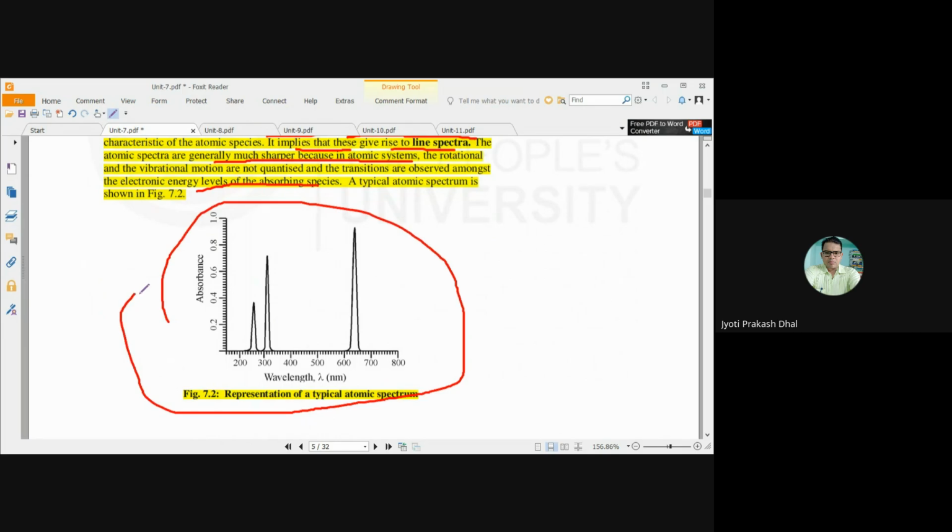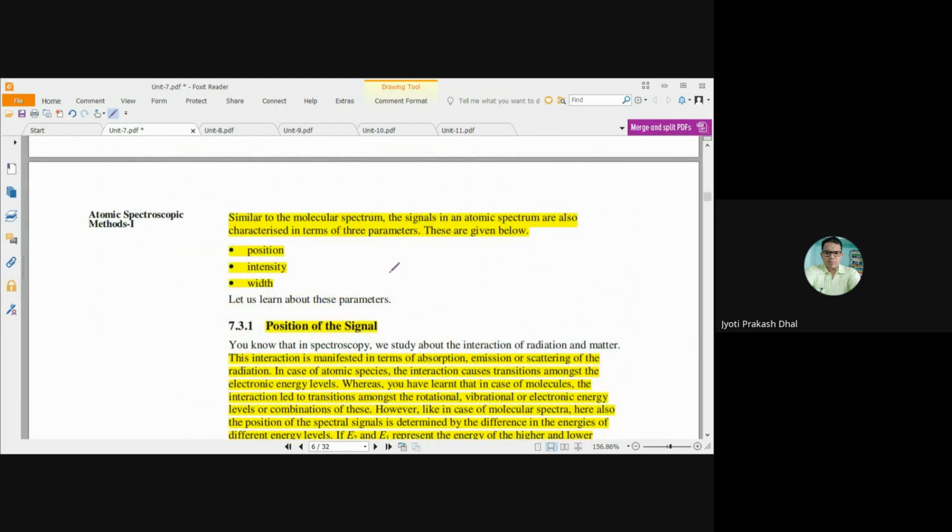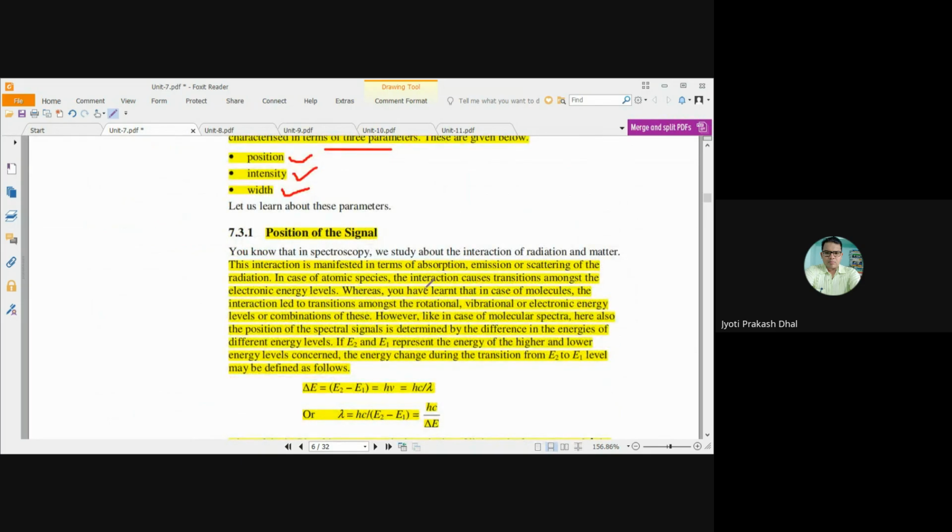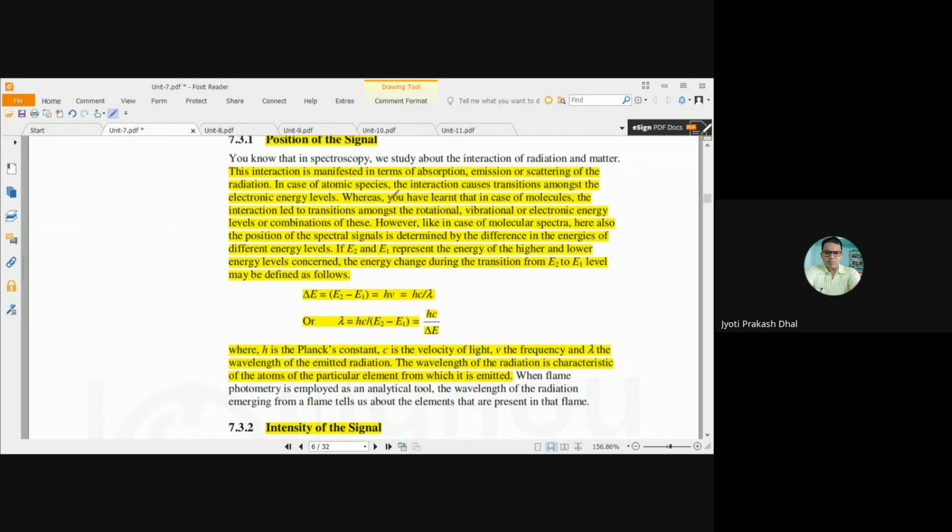In this figure you can see the atomic spectrum, which produces very sharp lines. Now similar to molecular spectrum, the signals in an atomic spectrum are also characterized in terms of three parameters. The first one is position of the line, the second one is intensity, and the third one is width. First we'll discuss the position of the line. In case of absorption, emission or scattering of radiation, if the species is an atomic species, the interaction causes transitions among the electronic energy levels only.